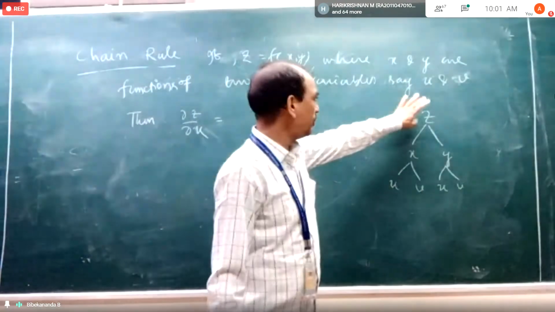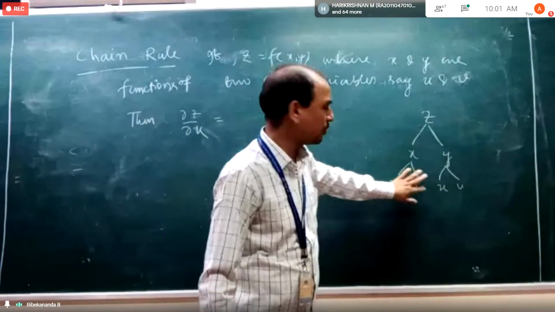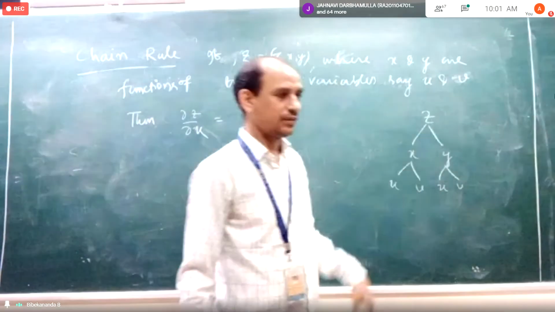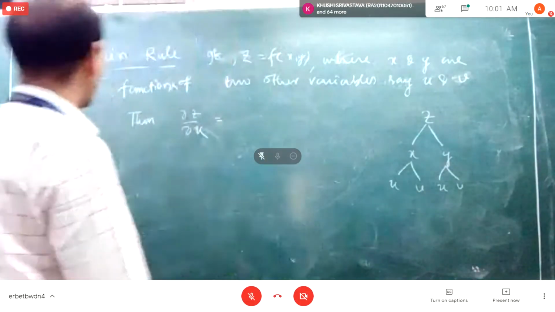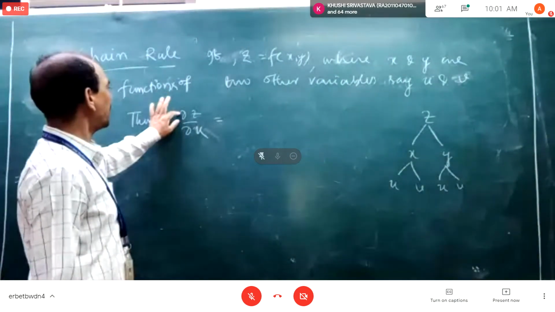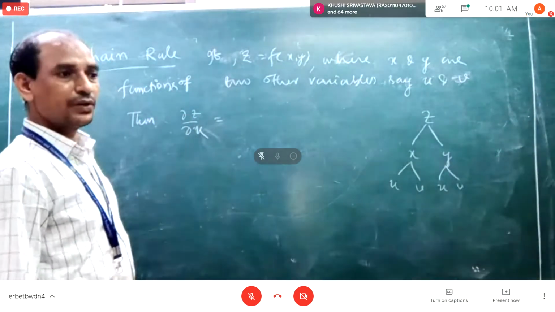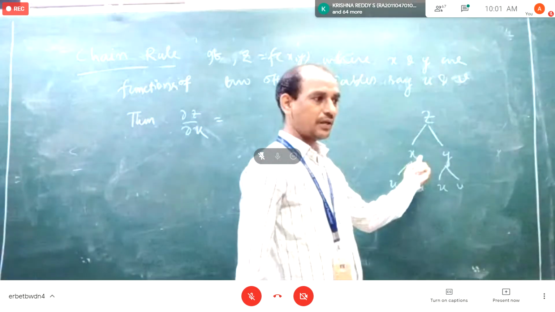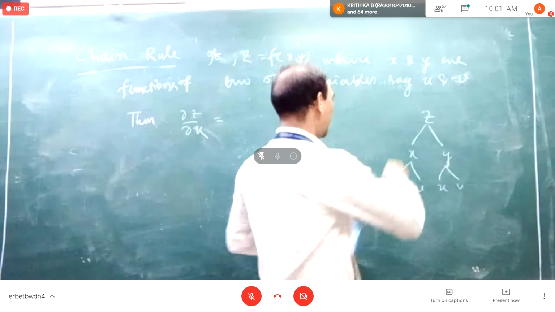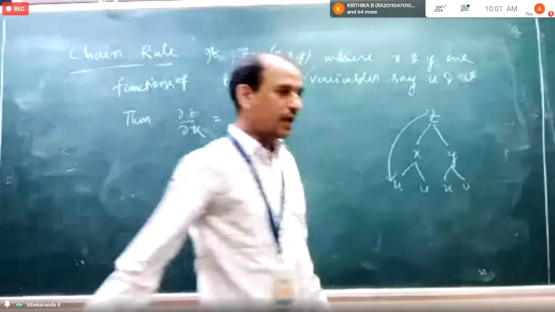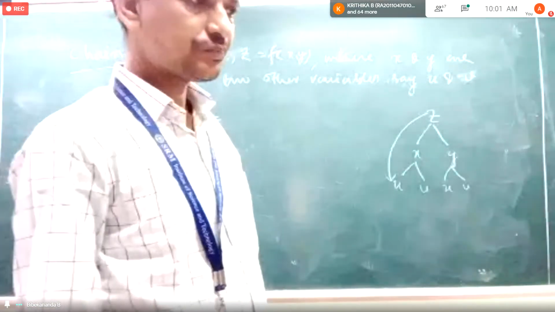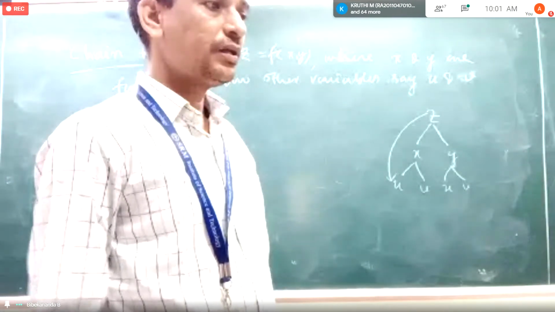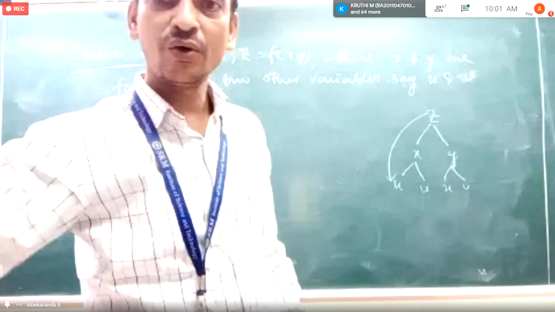Okay. So when we are finding the derivative of z with respect to u and v, we should go through the chain, the variables x and y. So let us find the derivative of z with respect to u. You see, z is a function of x and y. There is no direct link between z and u. How are z and u related? Through x and through y.